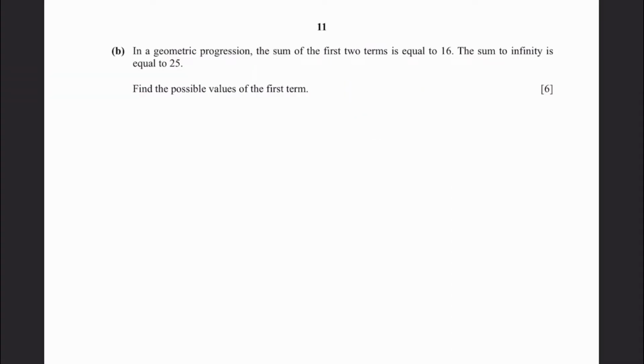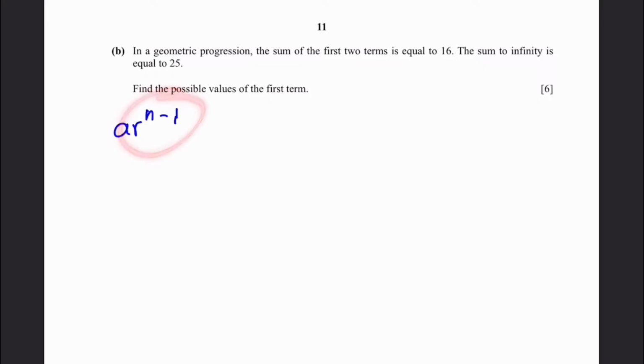In a geometric progression, the sum of the first two terms is 16. The sum to infinity is equal to 25. Find the possible values of the first term. Well, let's do the sum of first two terms. But before we can do that, of course, we need to know the formula for a geometric progression. First, we know the general formula for a geometric progression.